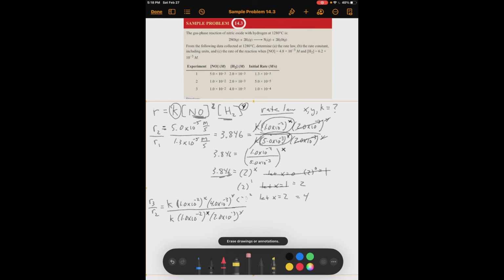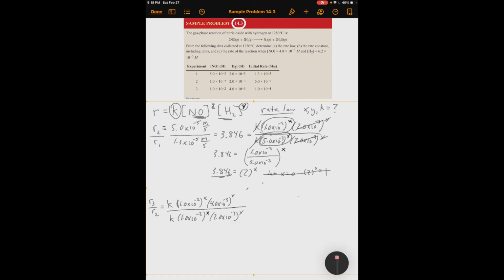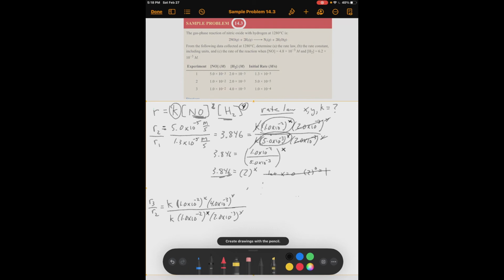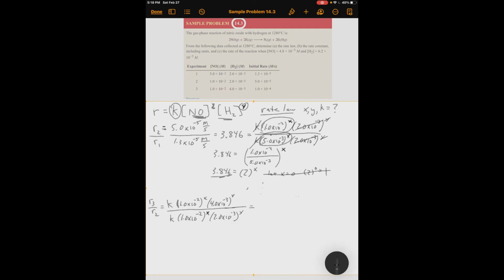Now, this stuff right here is getting in the way, so let's get rid of it. We don't need to keep it in here anymore. Now what we can do is say, well, wait a minute, what is that equal to? Well, that's equal to the rates. So R3 is 1.0 times 10 to the minus 4 divided by 5.0 times 10 to the minus 5. Why am I doing that? That's what I did over here. I had to get that ratio to get 3.846. I'm doing the same thing here.